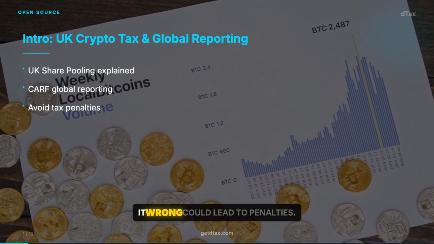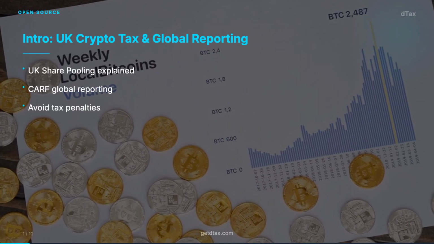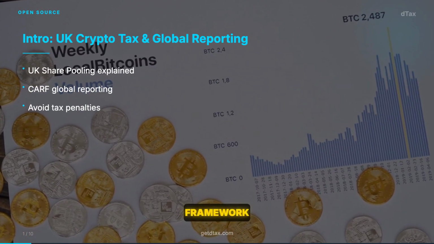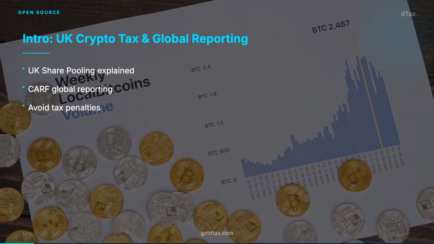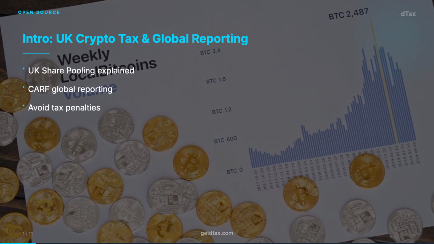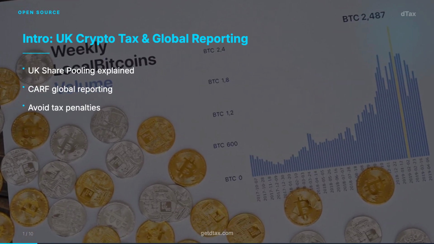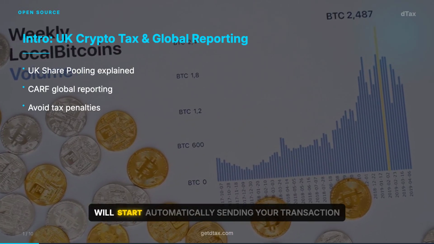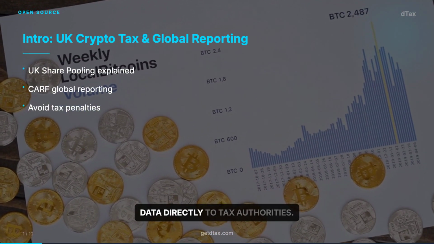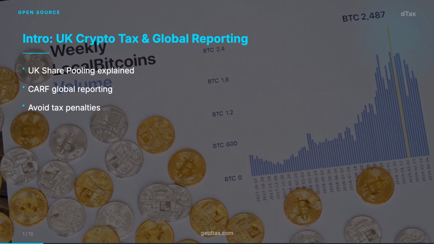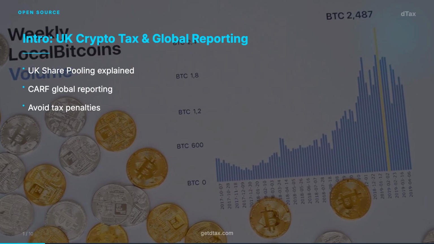In this video, we're going to break down the UK's unique Section 104 share pooling method for crypto. And then we'll dive into the Crypto Asset Reporting Framework, or CARF, explaining what it is and how it will affect you. You'll learn how to navigate these complex rules and stay compliant.